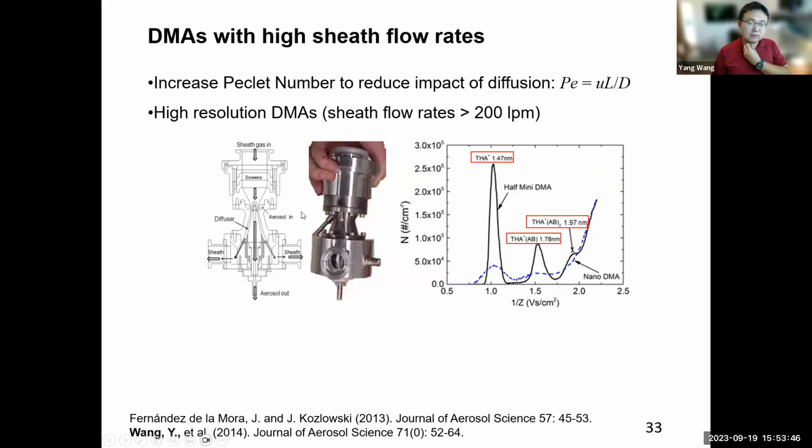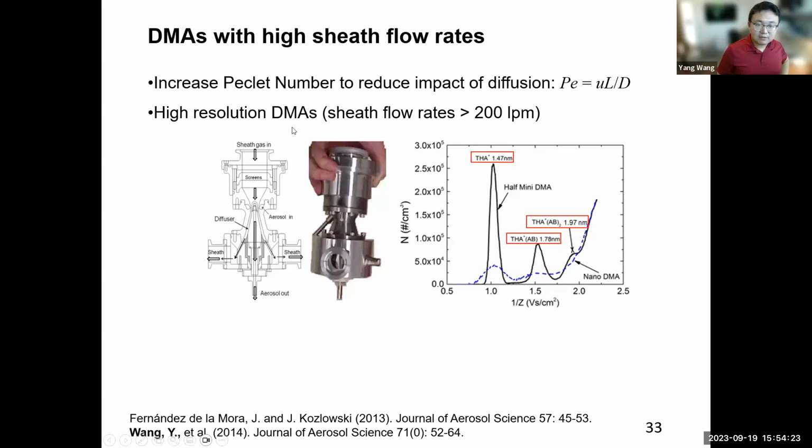So we introduced that the long DMA or the nano DMA struggle for the smaller particles because of the diffusion. But if you look at the dimensionless number involved in this classification, it's the Peclet number, right? It's related to the flow speed or the aerosol velocity multiplied by a dimension factor divided by the diffusion coefficient, right? So in order to suppress the diffusion, you have to increase the velocity of the particles. That's where the ideas for these high resolution DMAs come from.